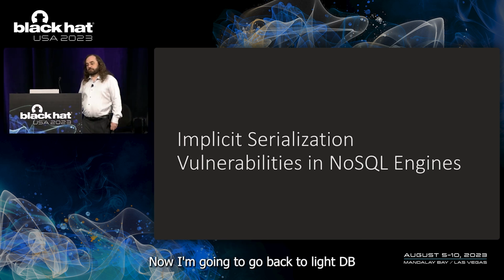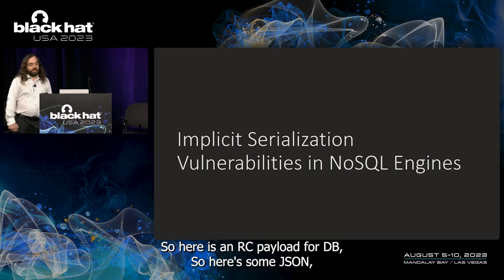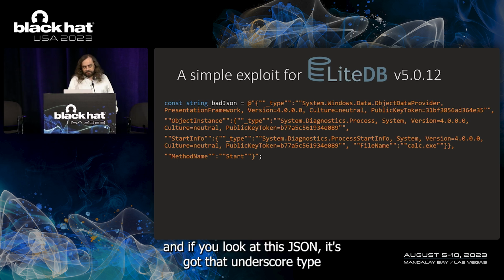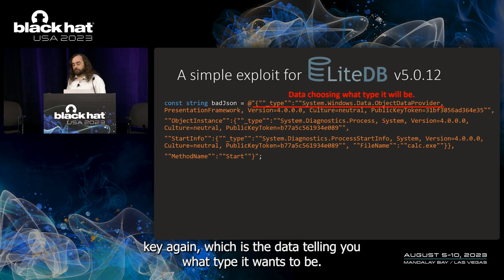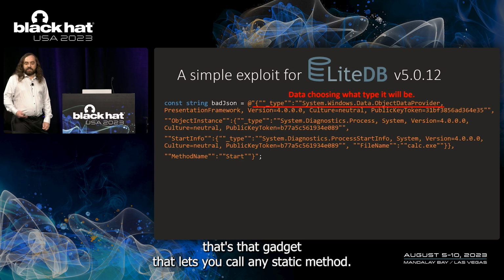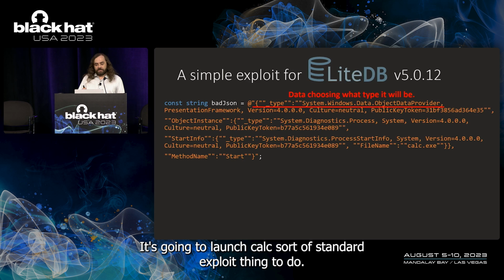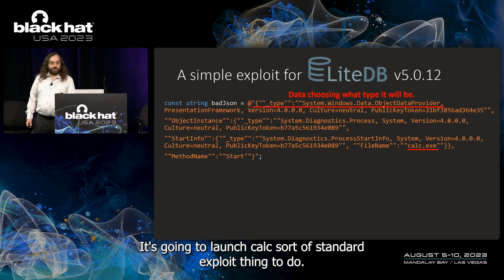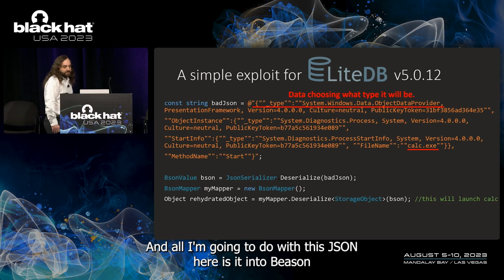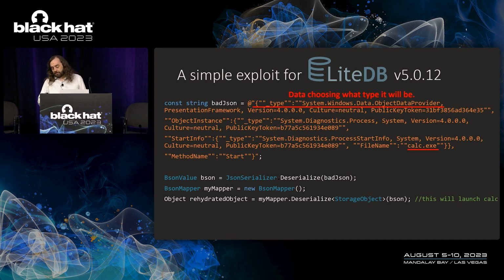Now I'm going to go back to LiteDB and what I'm calling an implicit serialization vulnerability. So here's an RCE payload for LiteDB. Here's some JSON, and if you look at this JSON, it's got that underscore type key again, which is the data telling you what type it wants to be. In this case, it's going to be an ObjectDataProvider, that gadget that lets you call any static method. This is calling Process.Start. It's going to launch calc, sort of a standard exploit thing to do. And all I'm going to do with this JSON is convert it into BSON and then deserialize it with LiteDB's BsonMapper. And that's enough to run the code and launch calc.